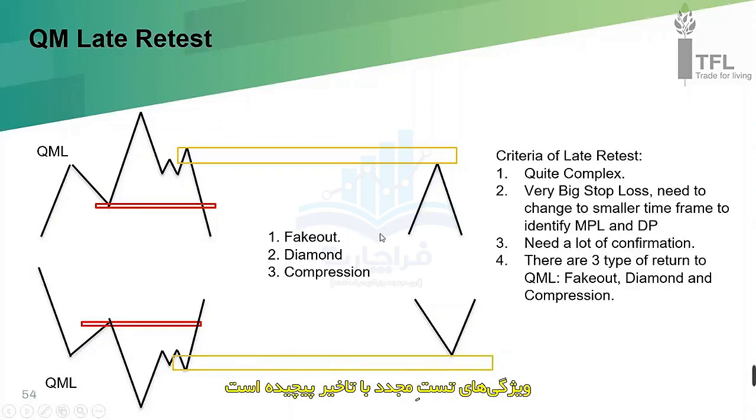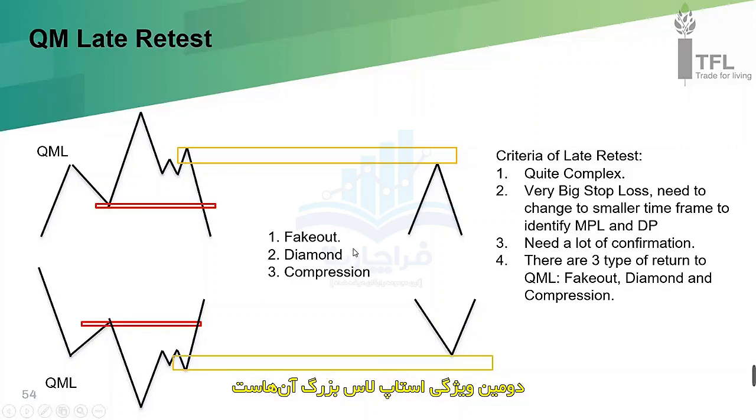All right. So the criteria of late retest is that it's actually very, very complex because you have a lot of price action, and this price action is not that you choose one. It might be a combination. Sometimes it might be fake out and compression. It might be diamond and fake out. All right. So you have to be aware of it.